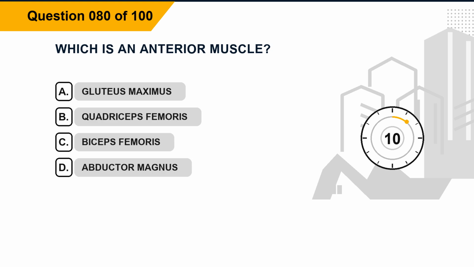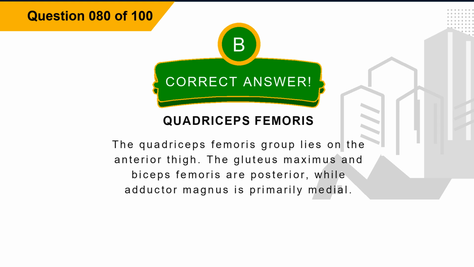Question 80. Which is an anterior muscle? Option A, gluteus maximus. Option B, quadriceps femoris. Option C, biceps femoris. Option D, abductor magnus. The correct answer is option B, quadriceps femoris. Explanation. The quadriceps femoris group lies on the anterior thigh. The gluteus maximus and biceps femoris are posterior, while adductor magnus is primarily medial.